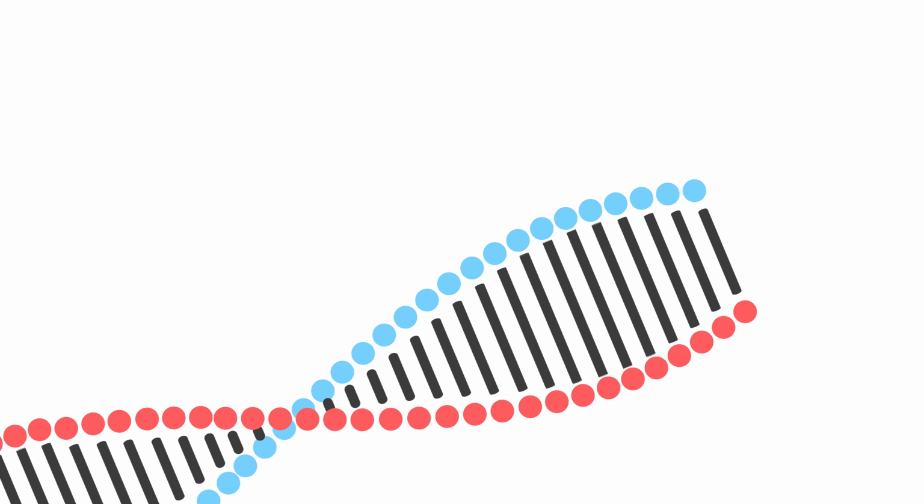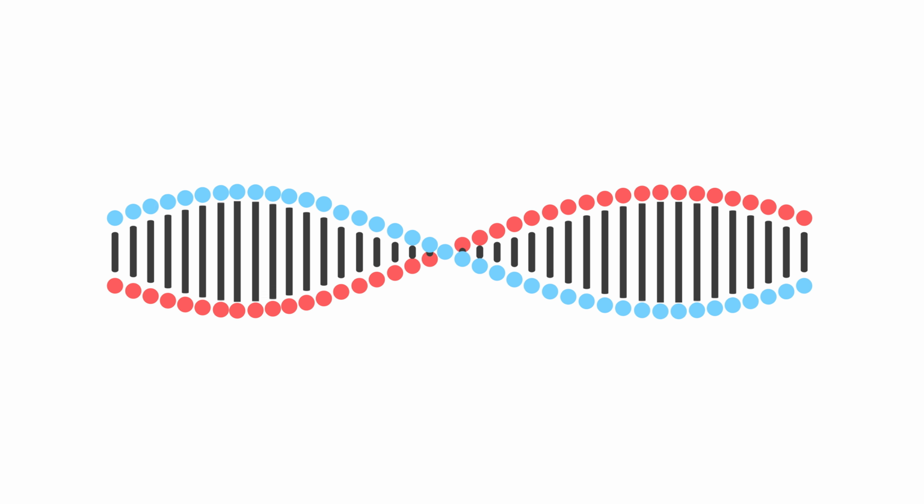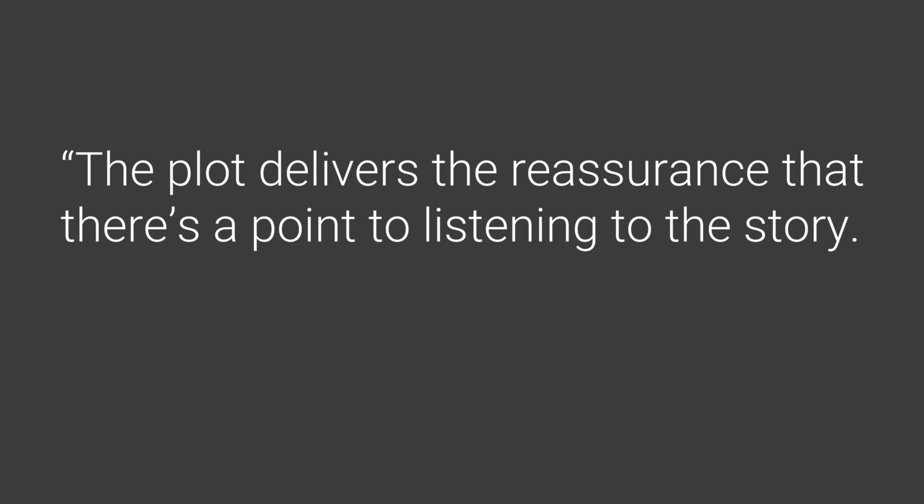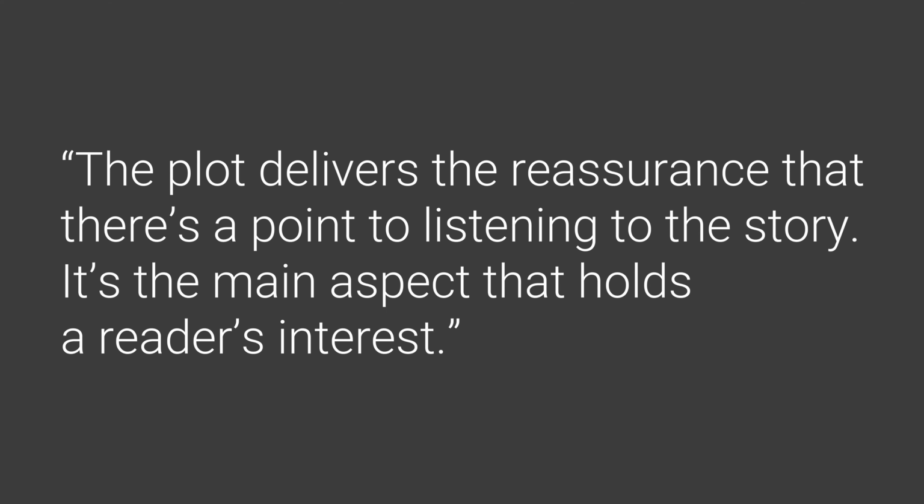It's important to note that both story and plot do not happen individually. They are the DNA of every narrative. Both are causes and results of each other and usually cannot exist without one another. Unfortunately, when a plot is missing from the story or it feels disjointed, the real question in a reader's mind is, what? The plot delivers the reassurance that there is a point to listening to the story. It's the main aspect that holds a reader's interest.